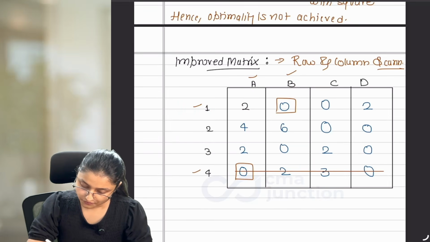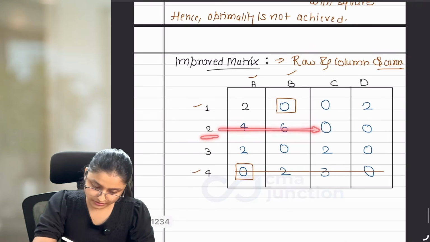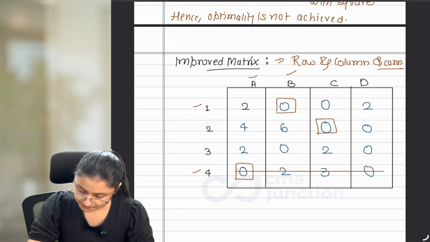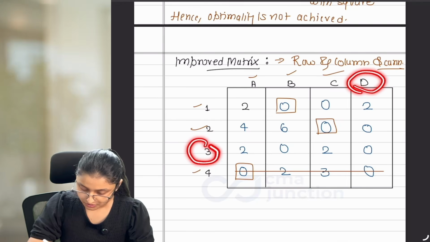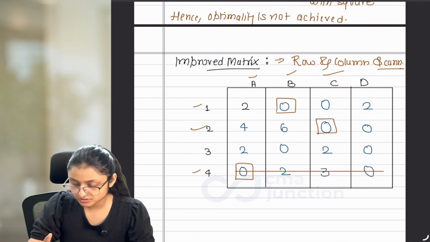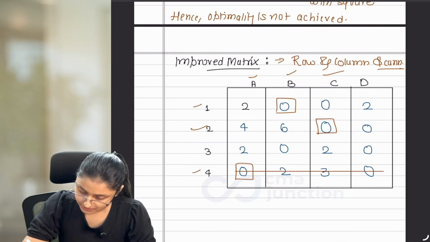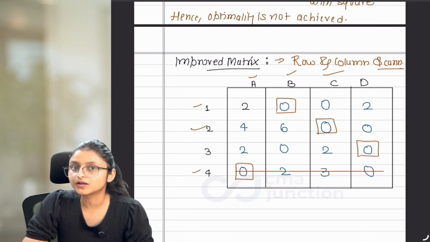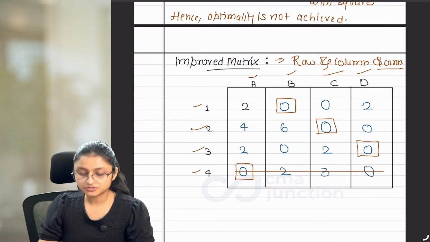Next, for the second, I can select this one. Let's do that. If I do this, second and C is already done. Now we are left with D and 3. So D and 3 should be allotted to each other. Just make sure that you are allotting where the 0 is there. If 0 is not there, that means you can't do allotment. So here we had 0. So 3 is allotted to D.